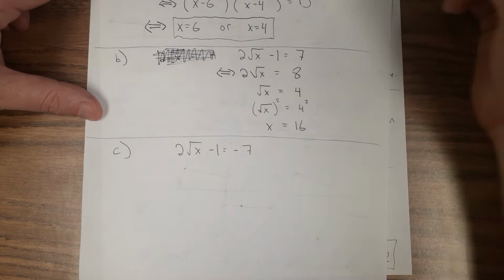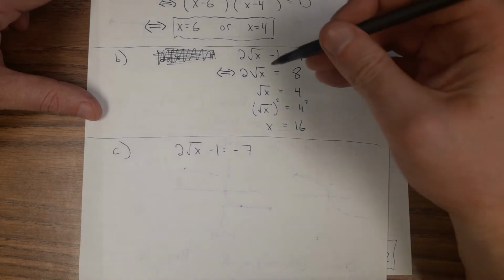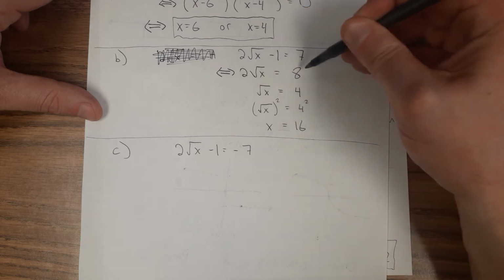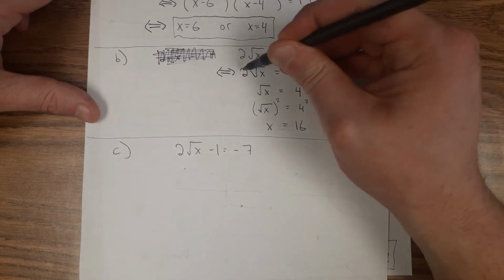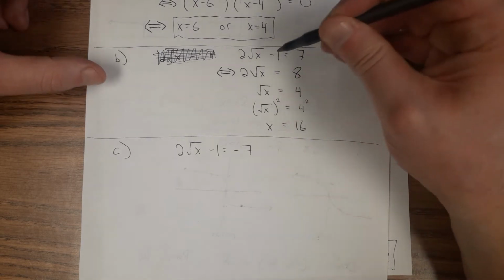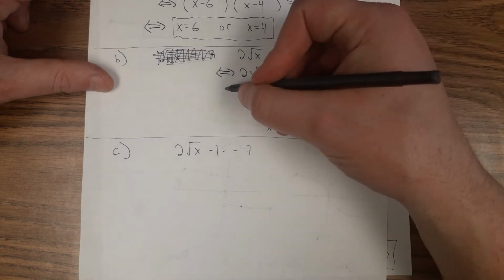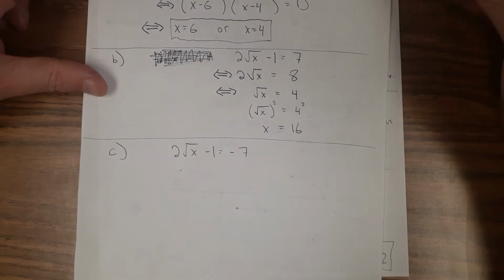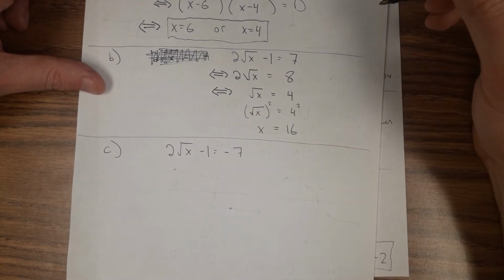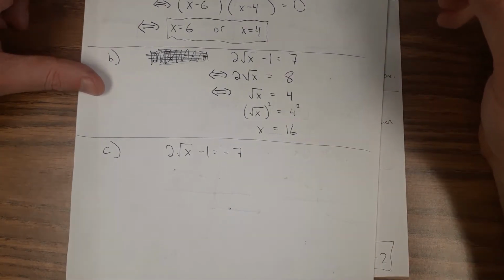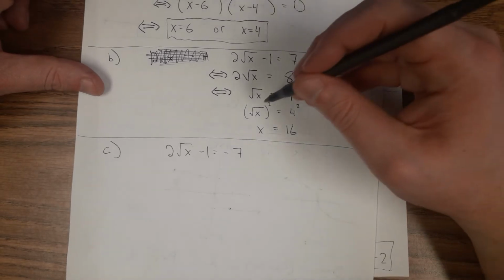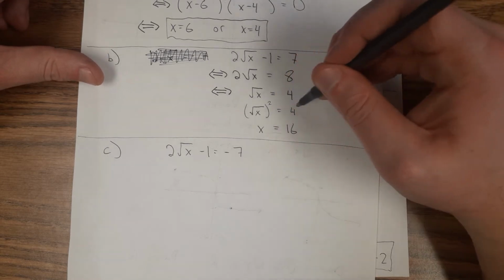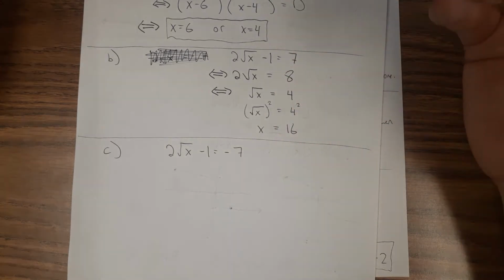That goes both directions. From this step to this step, all I did is I divided by 2, or you could say I multiplied by a half. And since I multiplied both sides by a number that isn't 0, that's both directions. Then I squared both sides. When I square both sides, I am applying a function to both sides.